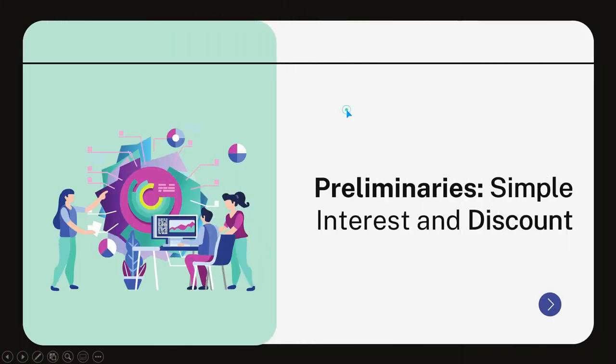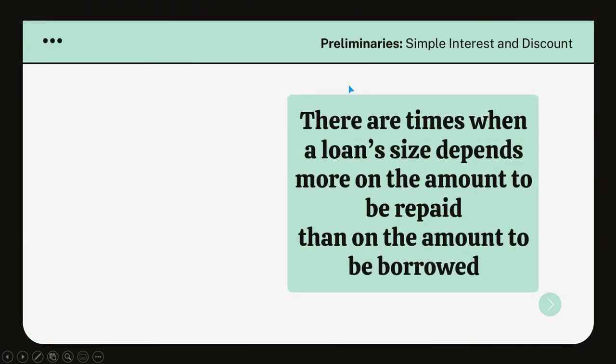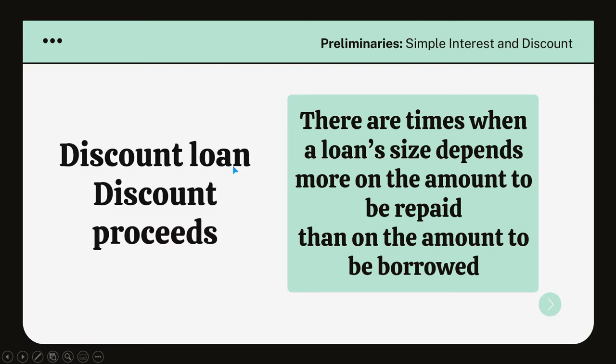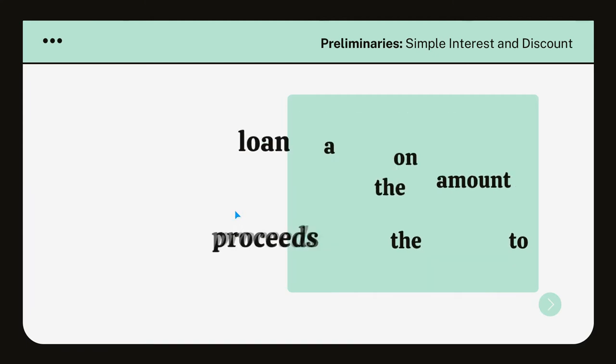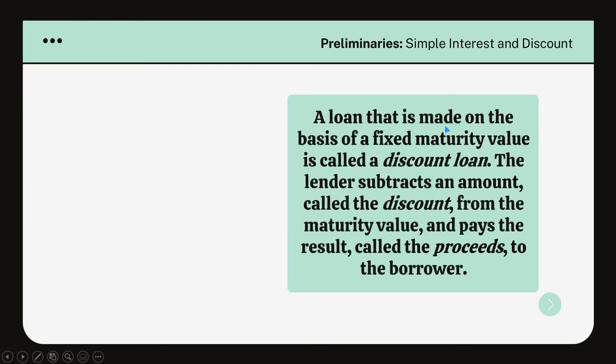All right? In simple discount, we need to remember that there are times when a loan size depends more on the amount to be repaid than on the amount to be borrowed. So in this case, we need to be aware of the terms discount loan and discount proceeds. Now, a loan that is made on the basis of a fixed maturity value is called a discount loan. The lender subtracts an amount, which is called the discount, from the maturity value and pays the result, which is called the proceeds, to our borrower.